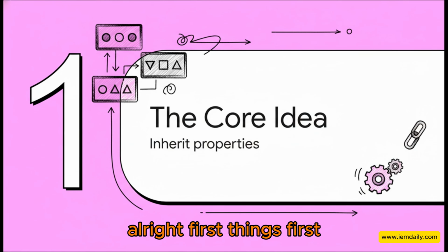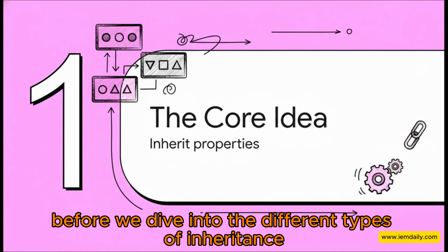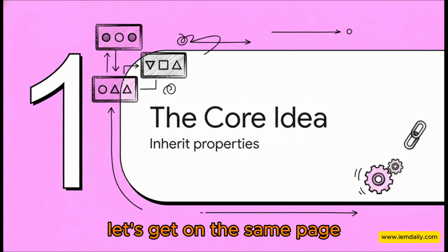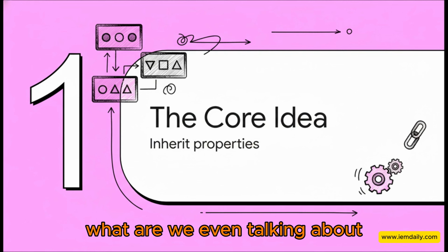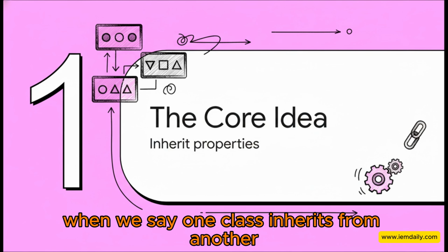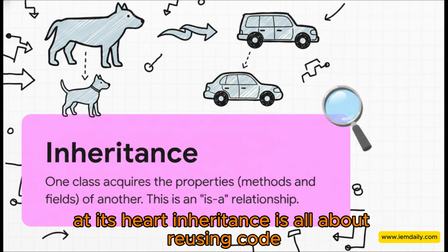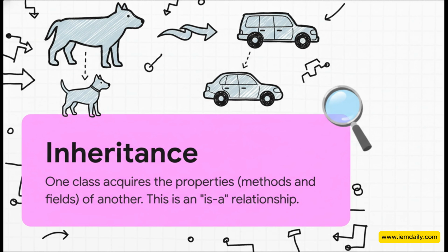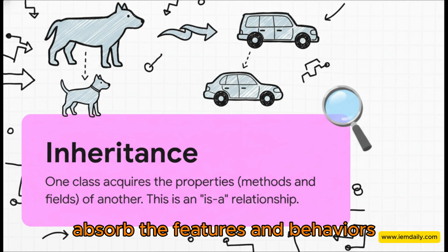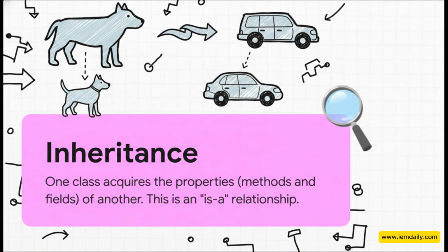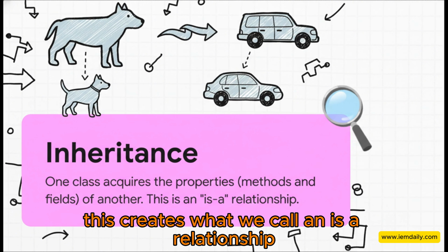All right, first things first. Before we dive into the different types of inheritance, let's get on the same page about the fundamental concept. What are we even talking about when we say one class inherits from another? At its heart, inheritance is all about reusing code you've already written. It's a way for a new class to absorb the features and behaviors of a class that already exists. This creates what we call an is-a relationship.